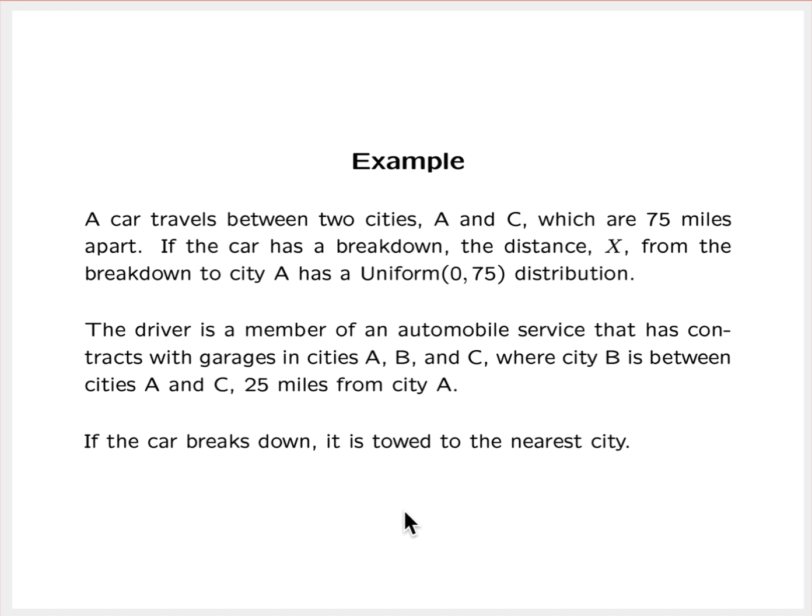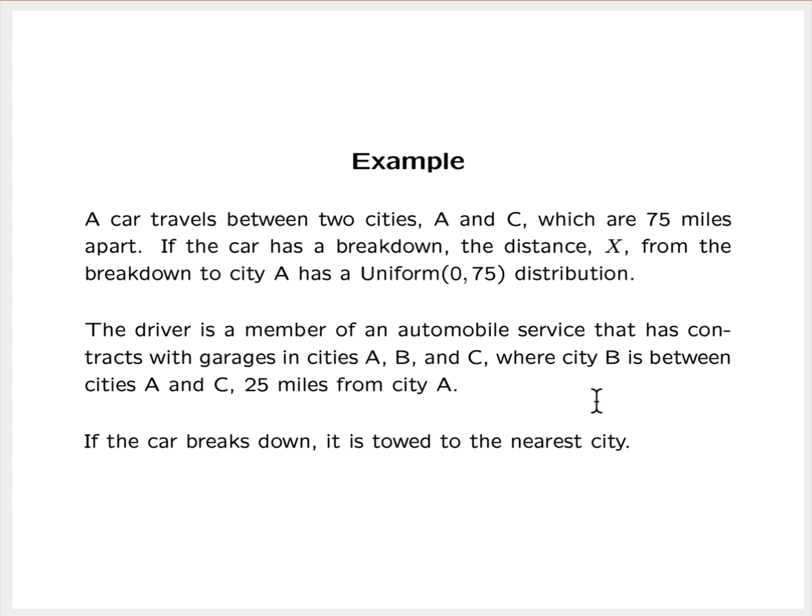All right, so let's look at an example. Suppose that a car travels between two cities, A and C, which are 75 miles apart. If the car has a breakdown, the distance, which we'll denote by x, from the breakdown to city A is, in this problem, assumed to have a uniform distribution on the interval from 0 to 75. So if the car has a breakdown, we let x be the distance that the car is from city A at the point of the breakdown.